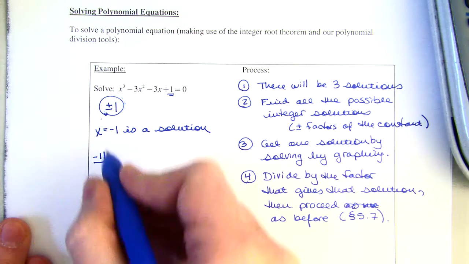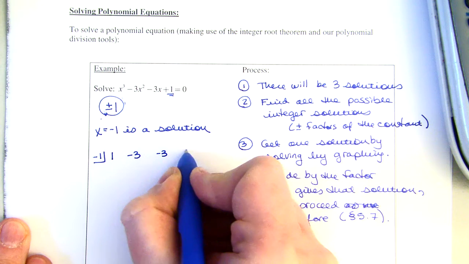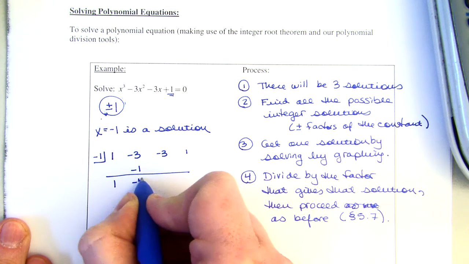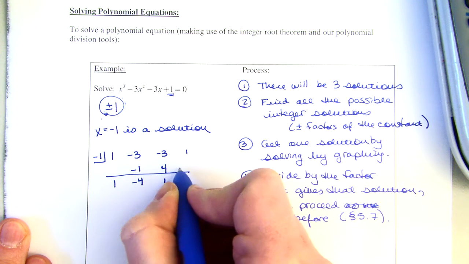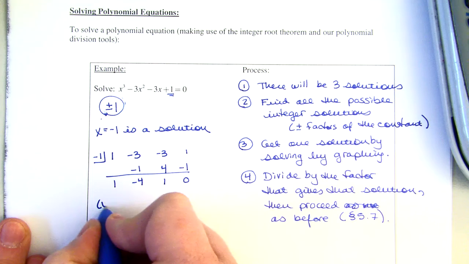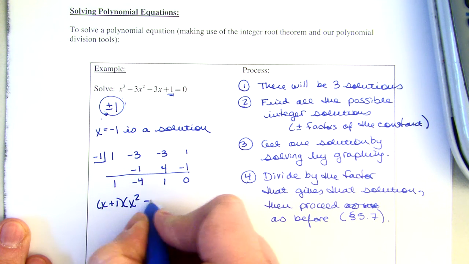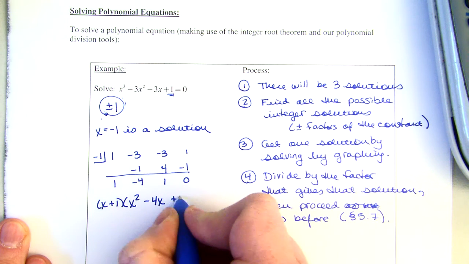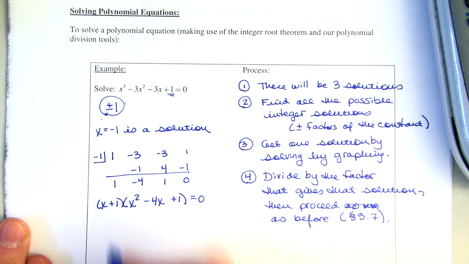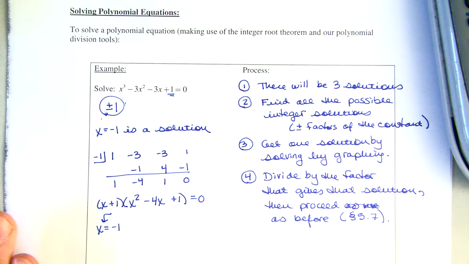-1 in the box. 1, -3, -3, 1. Down 1, up -1, down -4, up 4, down 1, up -1, down 0. So I've got a factor of x plus 1 and a quotient of x squared minus 4x plus 1. If we were to FOIL these things out, yeah, I'd get the original thing back. One of my answers is x equals -1. Of course it is. That's how I created that factor in the first place.